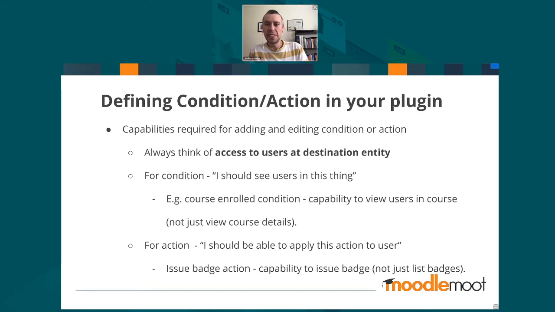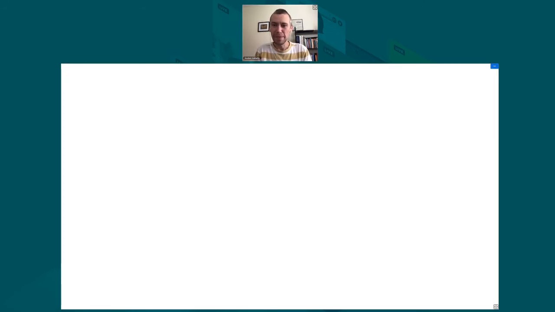Setting capabilities correctly is an important aspect because it's easy to introduce privilege escalation if you don't configure it correctly. There might be a case when a user is not able to enroll users directly to a course. But if the capability for the dynamic rule plugin is misconfigured just to be able to list the course but not to enroll users into the course, then you can actually add a rule and enroll people.